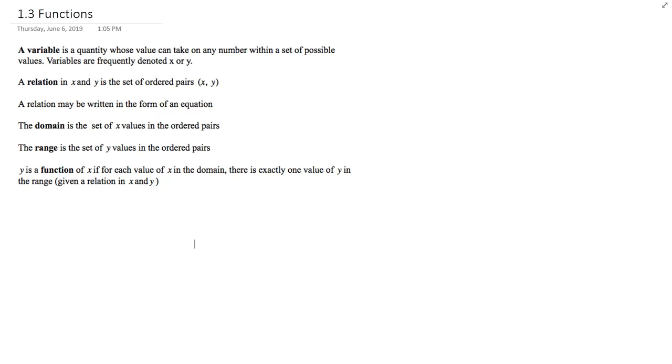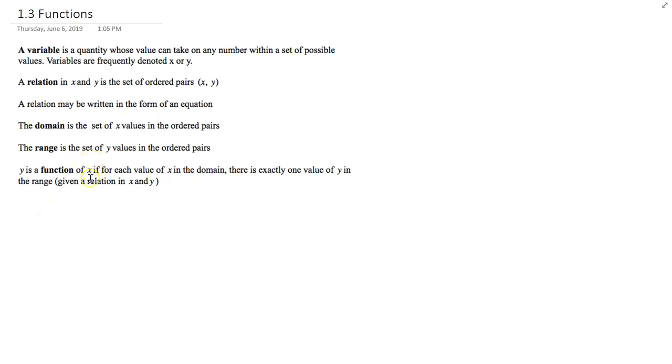A relation can also be written in the form of an equation, like y is equal to 2x plus 1. Okay? The domain is a set of x values in the ordered pairs, right? Or the set of all possible x values, that is our domain. The range is a set of y values in the ordered pairs.